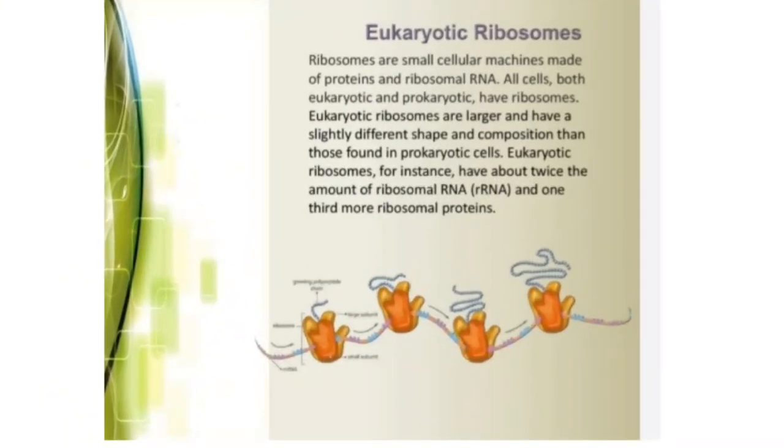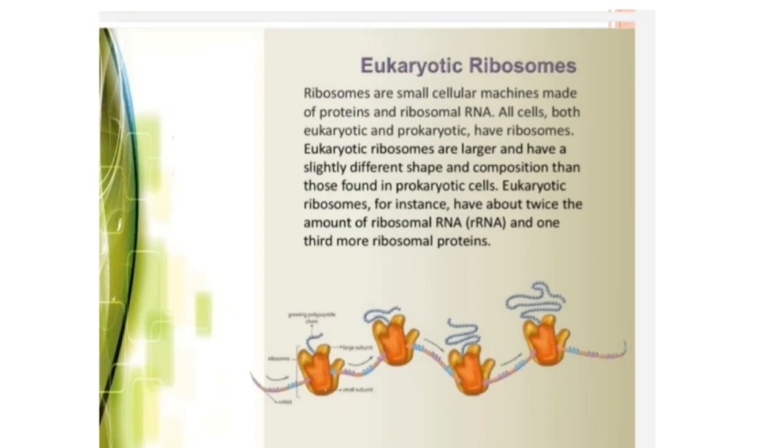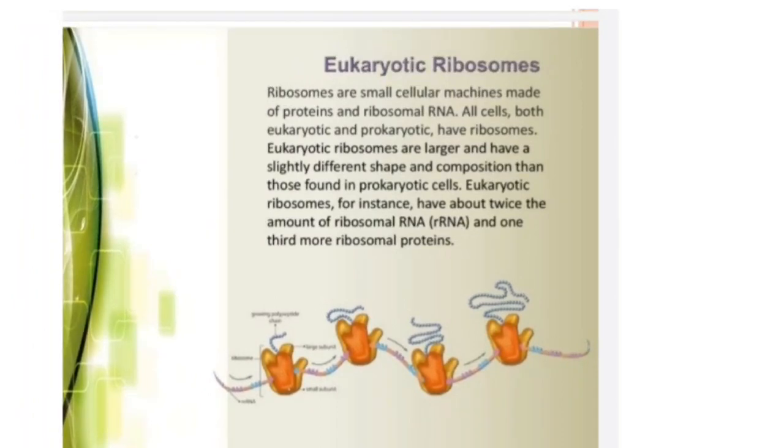Next, the eukaryotic ribosome. In eukaryotes, the ribosomes are small cellular machines made up of proteins and ribosomal RNA. All cells, both eukaryotic and prokaryotic, have ribosomes. Eukaryotic ribosomes are larger and have a slightly different shape and composition than those found in prokaryotic cells. Eukaryotic ribosomes, for instance, have about twice the amount of ribosomal RNA, that is rRNA, and one-third more ribosomal protein.